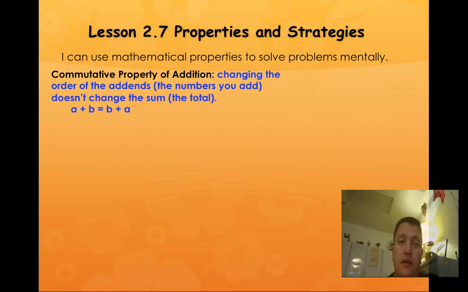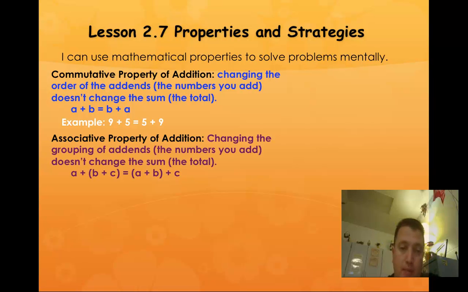Okay, so we talked about the commutative property before. Changing the order of the addends, the numbers you add, doesn't change the sum or the total. So I could do a plus b or b plus a. As an example, I could do 9 plus 5, which is the same as saying 5 plus 9. It doesn't make any difference.